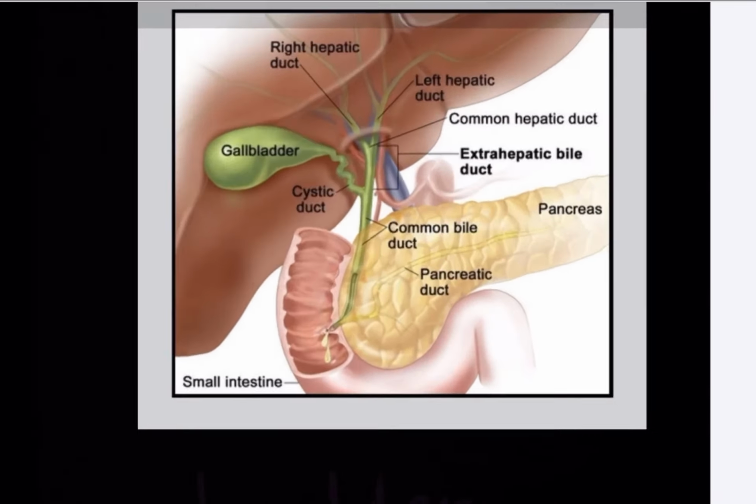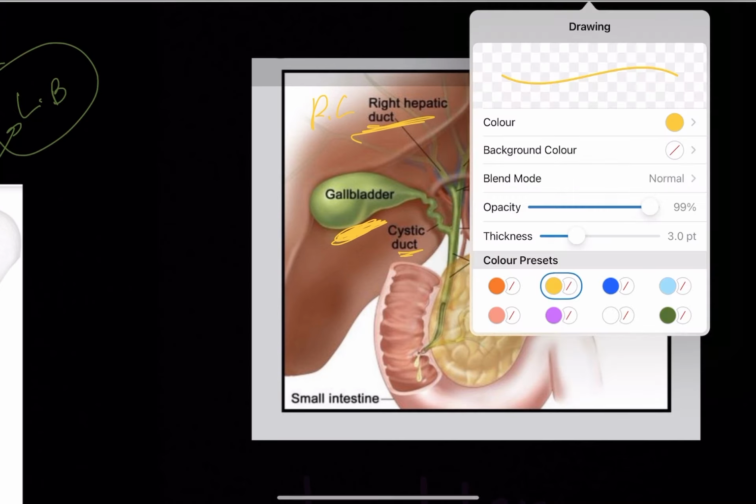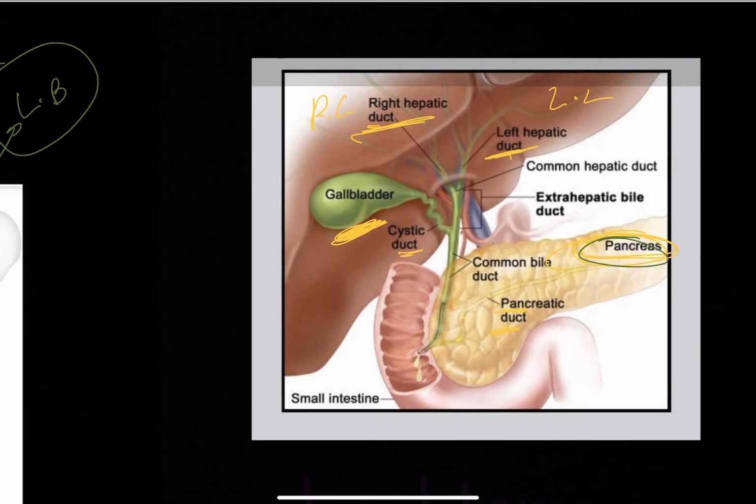This is exactly the same, with better picture quality. You can see this is the right hepatic duct and left hepatic duct, from the right lobe and left lobe of the liver. Below you can see the gallbladder. The cystic duct from the gallbladder makes the common bile duct. Then the pancreatic duct will come. This is the pancreas. The pancreatic duct will come and open by the ampulla of Vater in the duodenum. This is the duodenum. I hope this is clear. This is the basic thing.